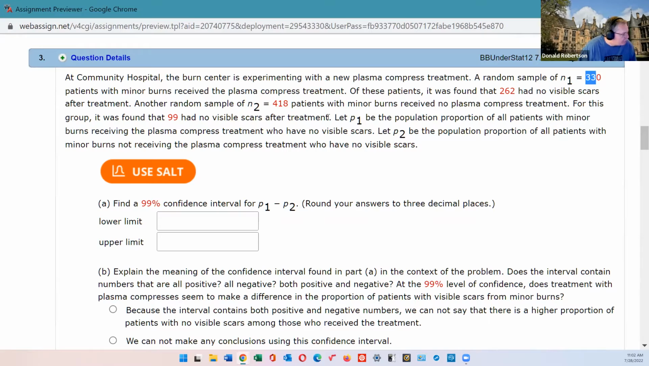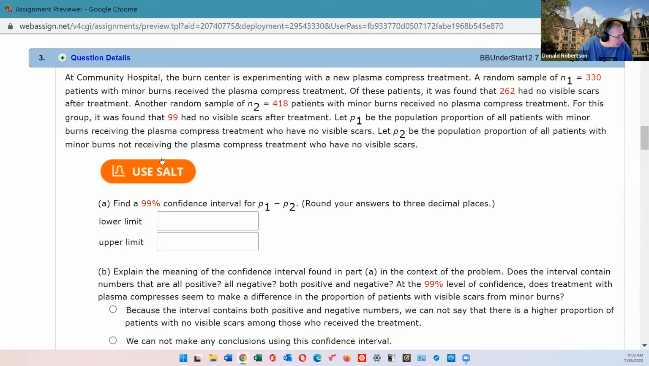Another random sample with minor burns didn't get this treatment, so they would be the control group. There were 418 of these patients, and oh, that's not good. 99 of them didn't have scars. So if you come in with a minor burn, they put the antiseptic on it, they clean it, and they just put a gauze bandage on it and say you're good to go. And then the person's fine, but they have a scar. This new treatment looks to me like it's a lot better than the other one.